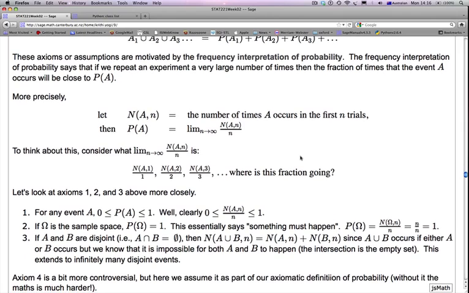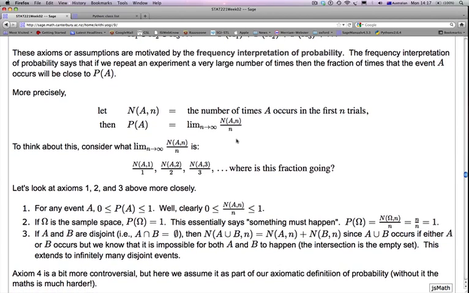More precisely, let N of A comma n denote the number of times the event A occurs in the first n trials of repeating this experiment. Then probability of A has the interpretation that as the number of trials n goes to infinity, it is nothing but the limit of this ratio. This is simply N of A comma n divided by n, which is nothing but the fraction of times the event A occurs in n trials of the experiment. So that's what P of A should limit to.